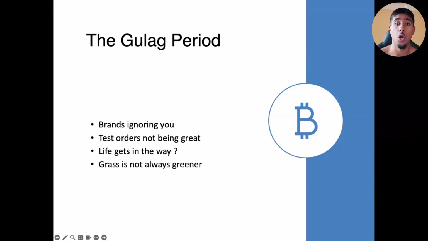But then lastly, keeping it open and honest with you guys, there's the gulag period, I call it, which is the difficult part, which is brands ignoring you, life getting in the way, test orders not being great. And the main thing here is that the grass is not always greener on the other side. If you don't go through a period like this, you're in the wrong business. Things are always going to be tough. And the reason why things are tough is because that is what makes things valuable, right? The more brands that ignore you, the more test orders that you go through, remember, is a reminder of how many times other people have given up and quit.